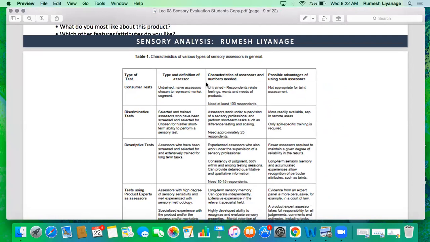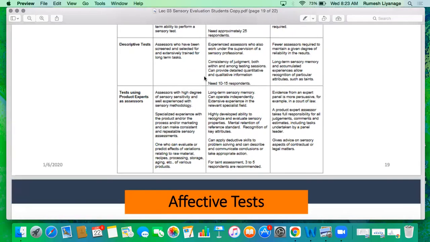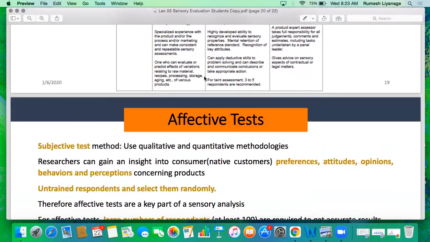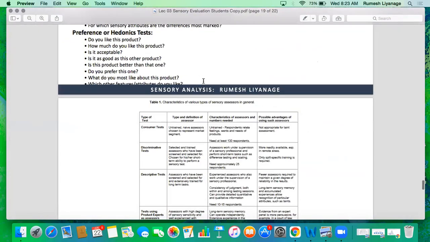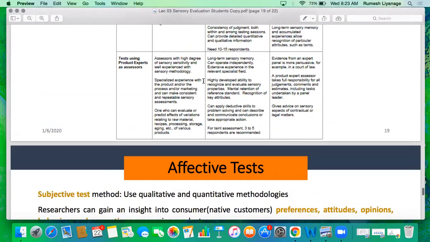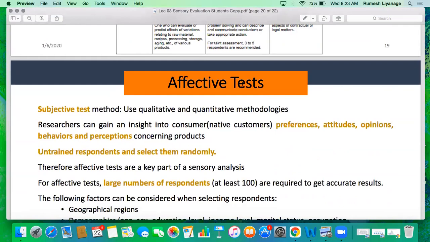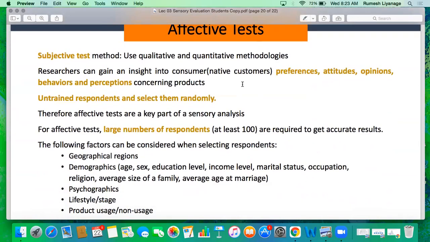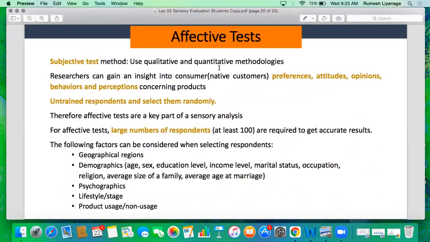Then we discuss the methods one by one, and finally you have to prepare this table, right? Suppose descriptive and discrimination test methods are over now. There are so many things to be discussed, but I suppose the area and the things we have discussed are enough, right? Then the last one, affective tests. Very interesting test methods, affective tests.